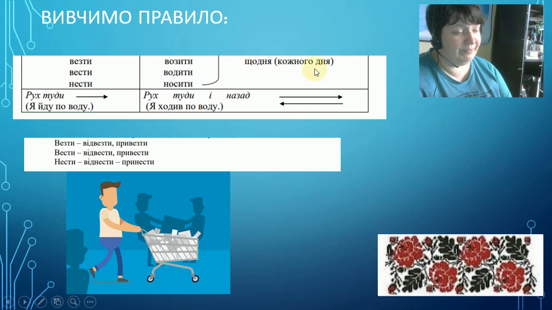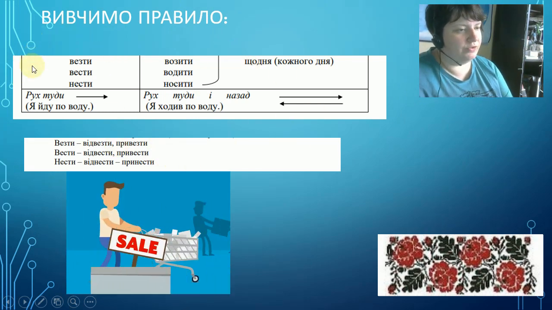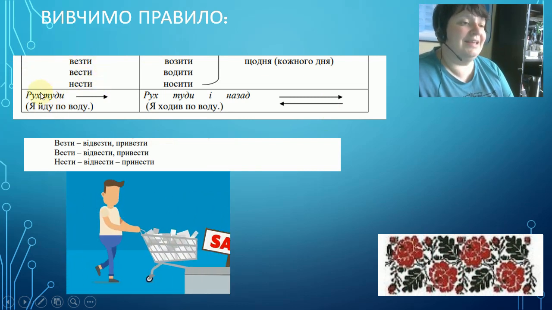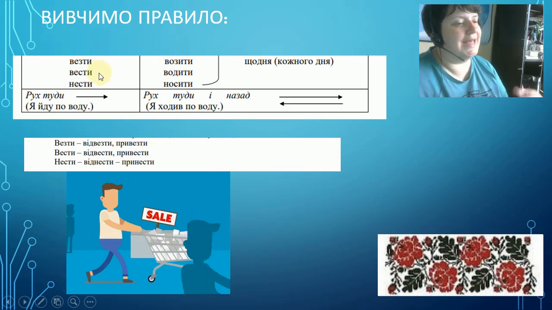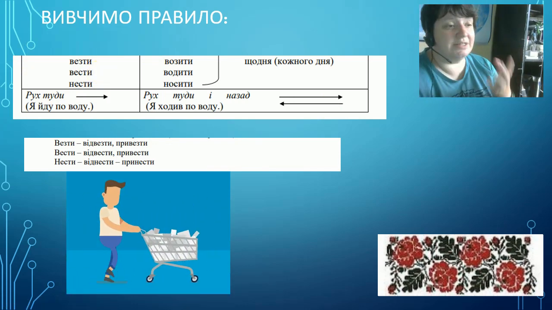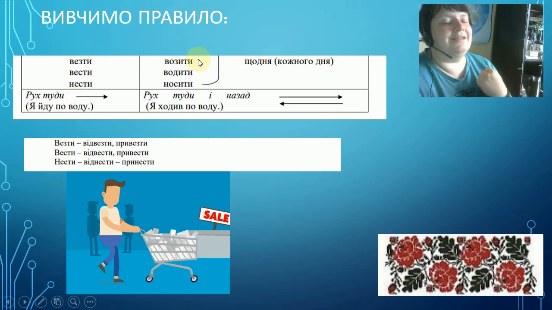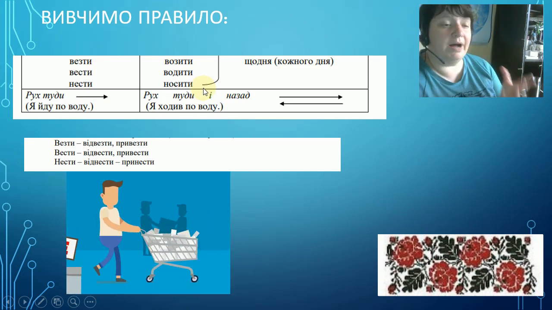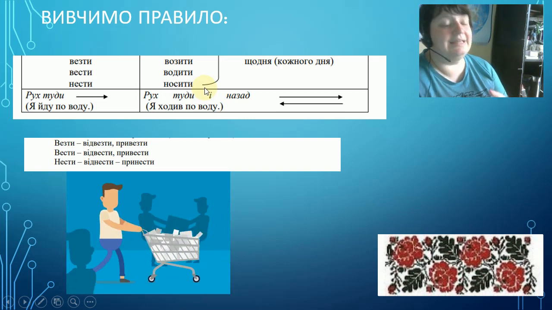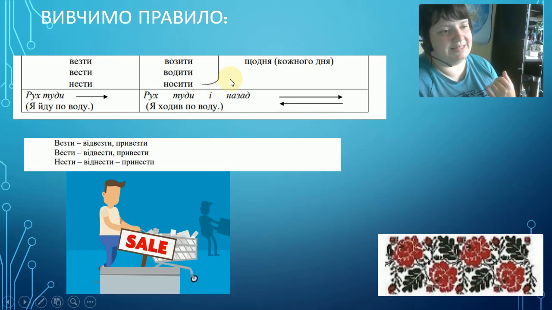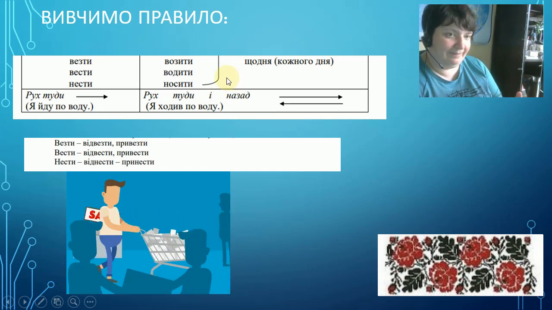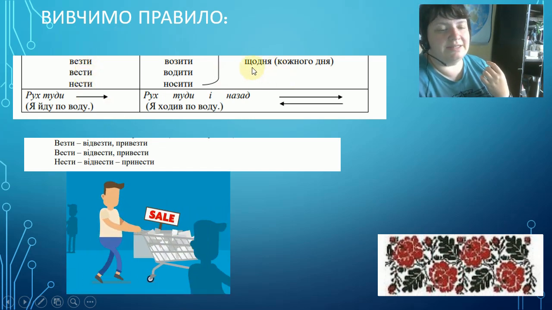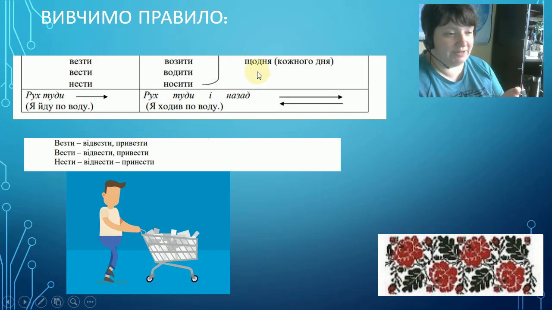Вивчимо правило. And again, I remind you about this rule. So, these forms of motion verbs, вести, вести, нести, are motions as a process. And in English, the tenses are continuous tenses. And возити, водити, носити mean almost the same, but it's not a process like continuous. It's a routine like simple tenses, present simple or past simple. So this is happening now, and this happens every day.